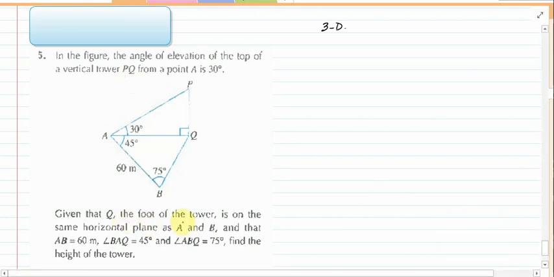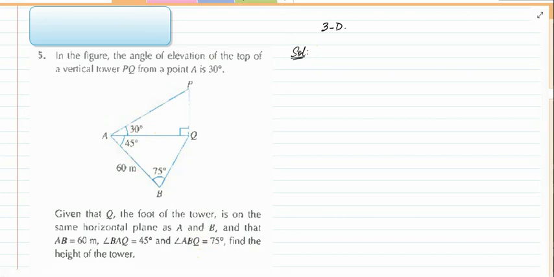Given that Q, the foot of the tower, is on the same horizontal plane as A and B, and that AB is 60 meter, angle BAQ is 45 and ABQ is 75. All the angles are given in the figure, right? Find the height of the tower. So first thing, like always I said, try this question by yourself and then see its solution. Okay, so if you have tried it, it will be good.